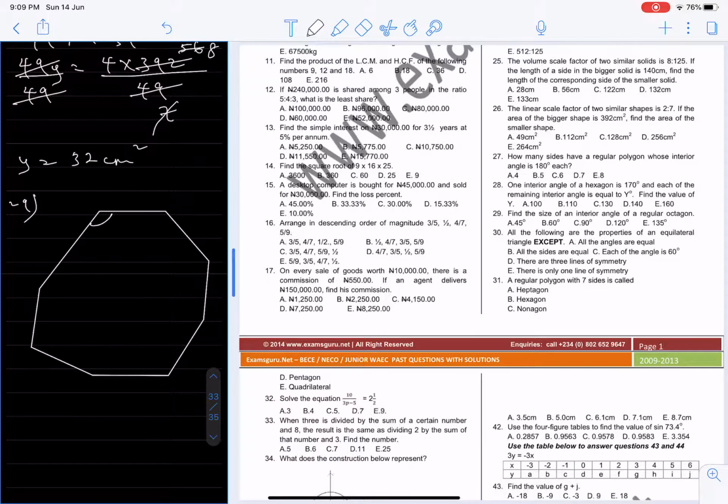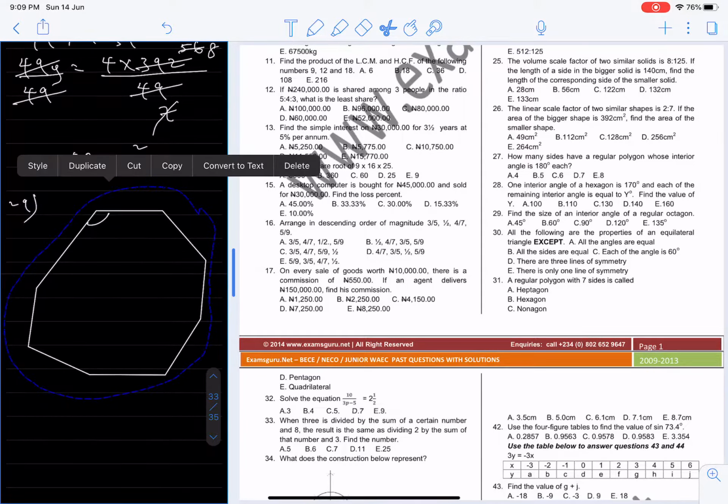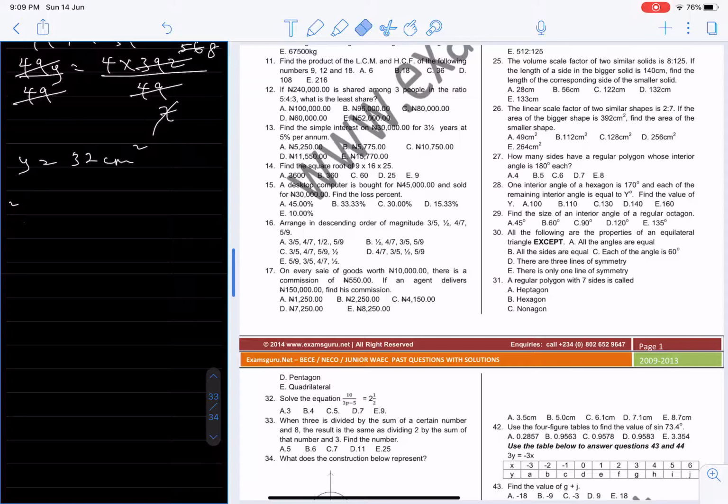interior angle is, that's number 29. I should even be doing number 28 instead. I'm going to save this to do it after this. I should be doing number 28 and not number 29. Number 28.